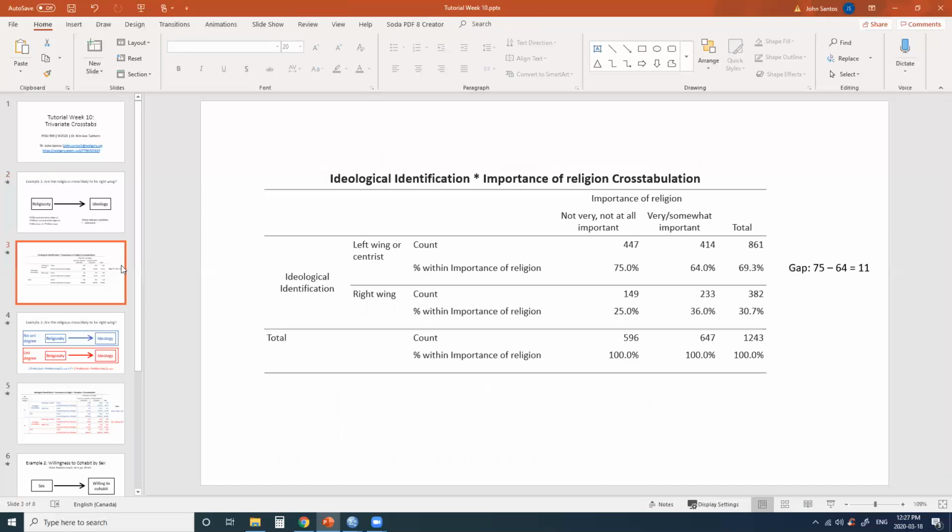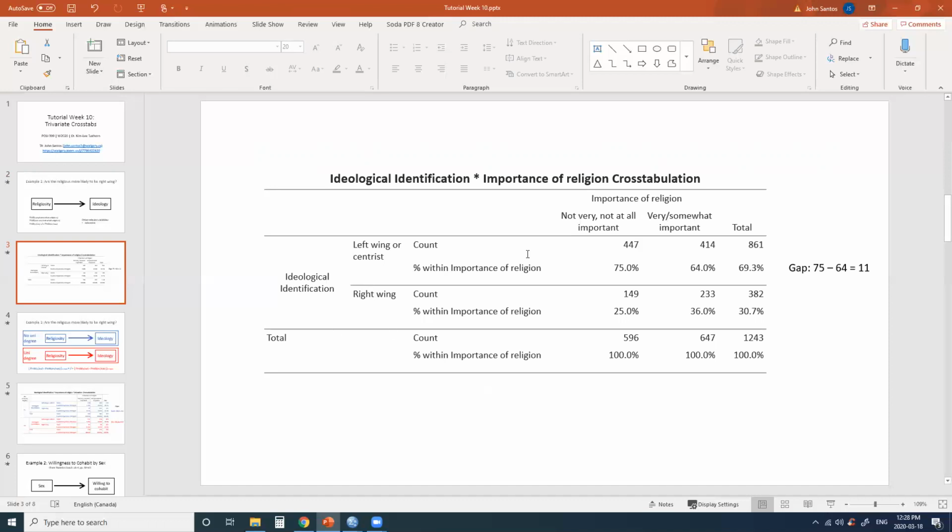And so when we look at that, I ran this using the 2015 Canadian election study, the CES, which is on the tutorial data sets section of D2L if you want to double check my work. And so this is a simple bivariate crosstab, right? So, importance of religion is the independent variable, and then ideological identification is the dependent variable, right? And we think that there's a relationship here.